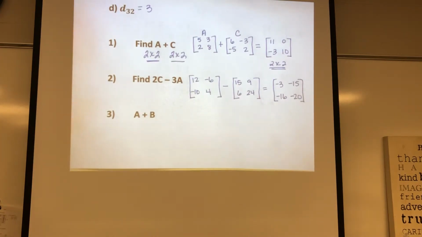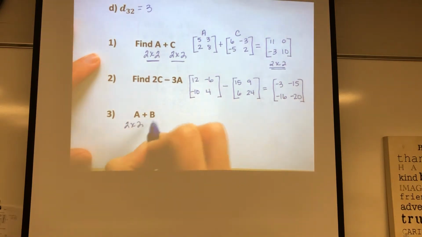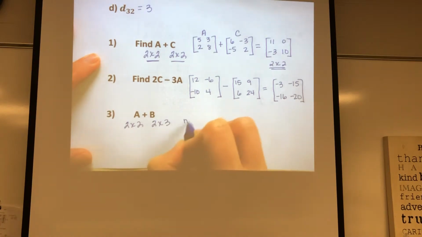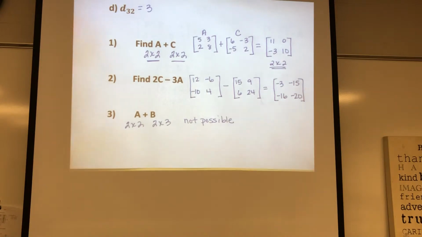All right, then we have A plus B. Remember what I said about dimensions? A is a 2 by 2. B was a 2 by 3. Since they don't have the same dimensions, it's not possible to add them. So we just write not possible and move on.